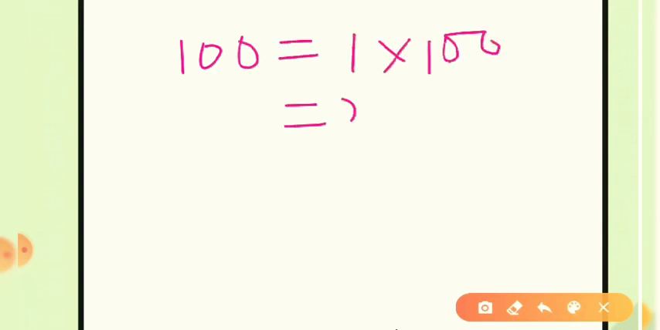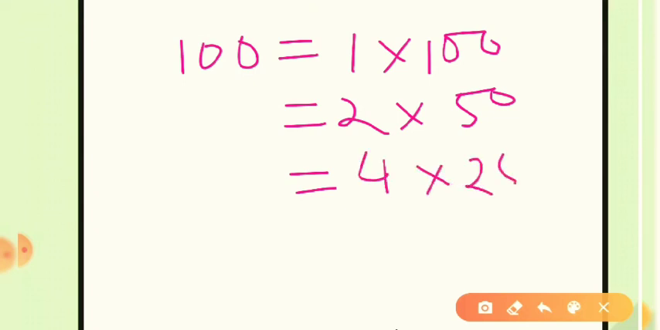For that, what do you have to do? You have to know how many pairs there are for 100. The first pair for 100 will be 1 into 100. So leave it. Next it will be 2 into 50. Another will be 4 into 25. Another one will be 5 into 20. Yes, so these are the pairs.